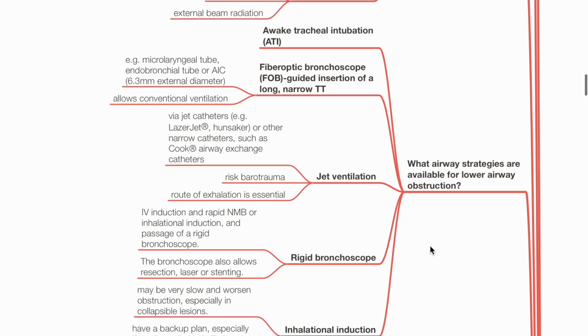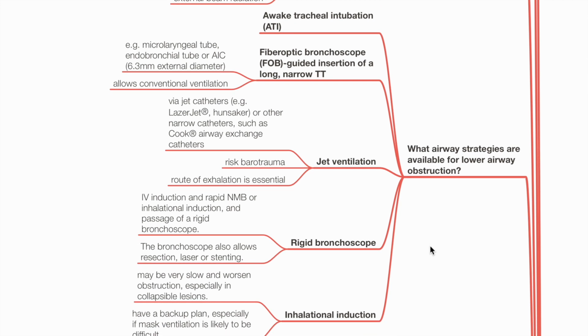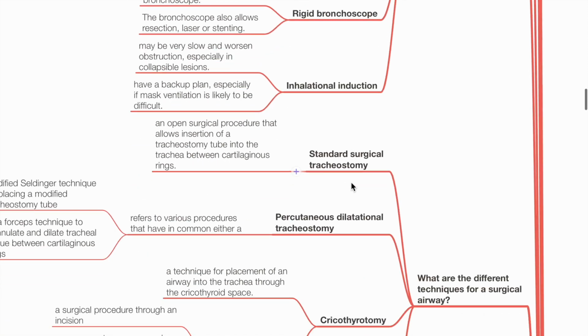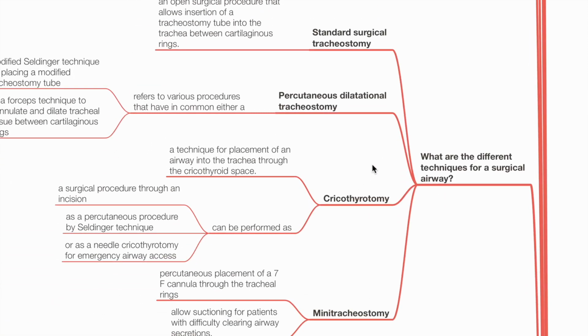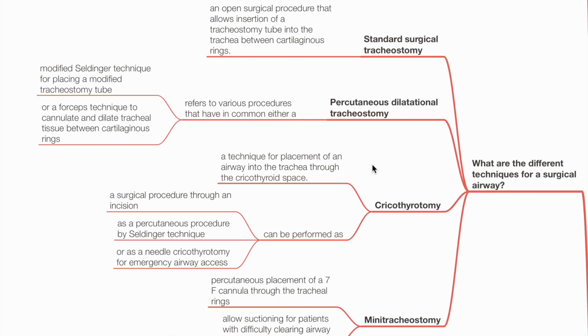What airway strategies are available for lower airway obstruction? This includes awake tracheal intubation, fiber optic bronchoscope guided insertion of a long, narrow tracheal tube, jet ventilation, rigid bronchoscopy, and inhalational induction. What are the different techniques for a surgical airway? This includes standard surgical tracheostomy, percutaneous dilational tracheostomy, cricothyroidotomy, and mini tracheostomy.